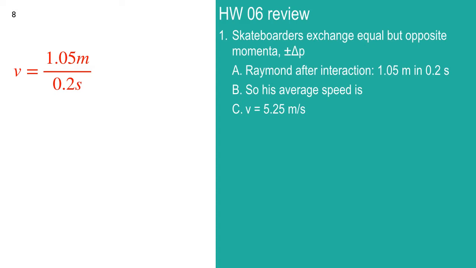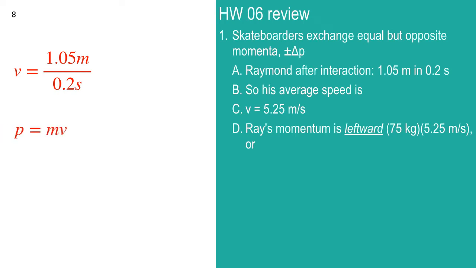Trust but verify. All right, so the average speed for Raymond, 5.25. Now, that means that after the interaction, his momentum is leftward mass times speed, right? So speed is 5.25, his mass is 75 kilograms, and that's given in the problem. So P is equal to MV. And now in this one, instead of using the word leftward that I use in 1D, in the equation, I'm going to write down negative 5.25 to signify leftward motion. All right. And so you calculate that out.